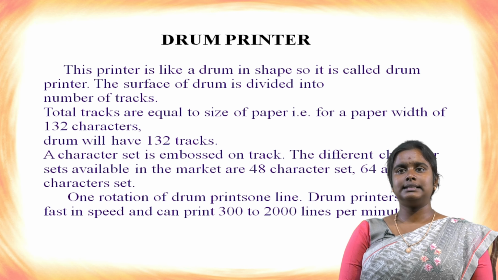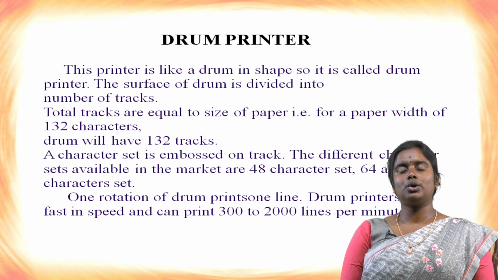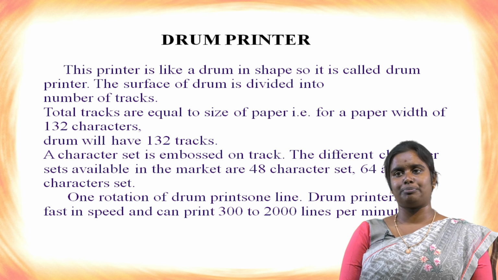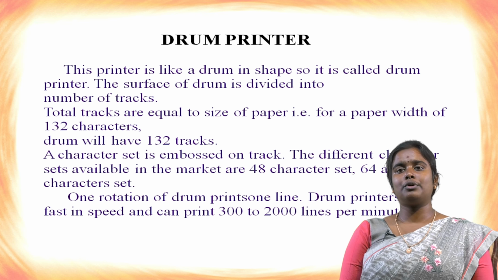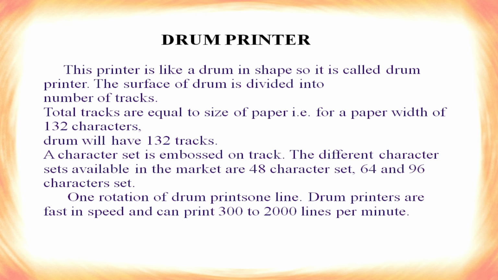Drum printer. This printer is like a drum in shape, so it is called a drum printer. The surface of the drum is divided into a number of tracks. Total tracks are equal to the size of the paper. For example, for a paper width of 132 characters, the drum will have 132 tracks. A character set is embossed on each track. The different character sets available in the market are the 48 character set, 64 character set and 96 character set.